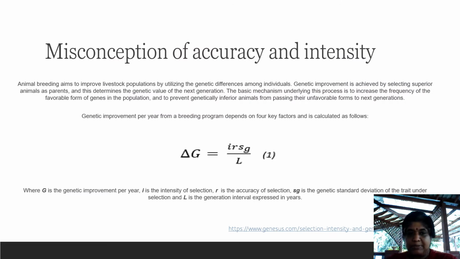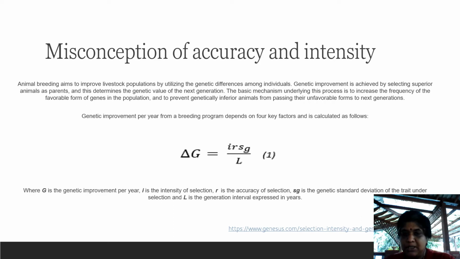Now, there's a misconception as the first thing about accuracy and intensity. In animal breeding, we aim to improve the livestock population by utilizing genetic differences among the individuals. Genetic improvement is achieved by selecting the superior parents, and that will determine the genetic value of the next generation. The basic mechanism underlying this process is to increase the frequency of the favorable genes in the population and to prevent genetically inferior animals from passing their unfavorable forms to the next generation.